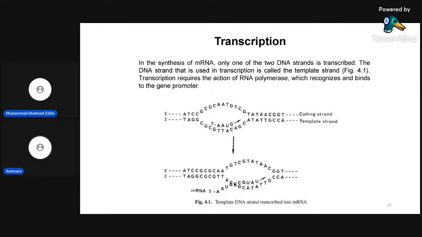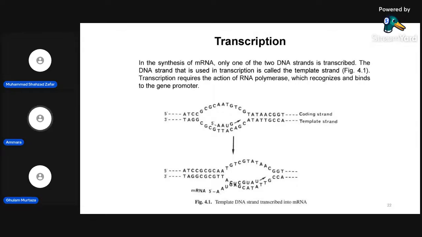That is called transcription. Here you can see RNA polymerase identifies the coding strand from one of the two DNA strands. After finding the coding sequence, RNA polymerase breaks the hydrogen bonds in that region and starts synthesizing complementary messenger RNA. So RNA polymerase transcribes the DNA information into messenger RNA.